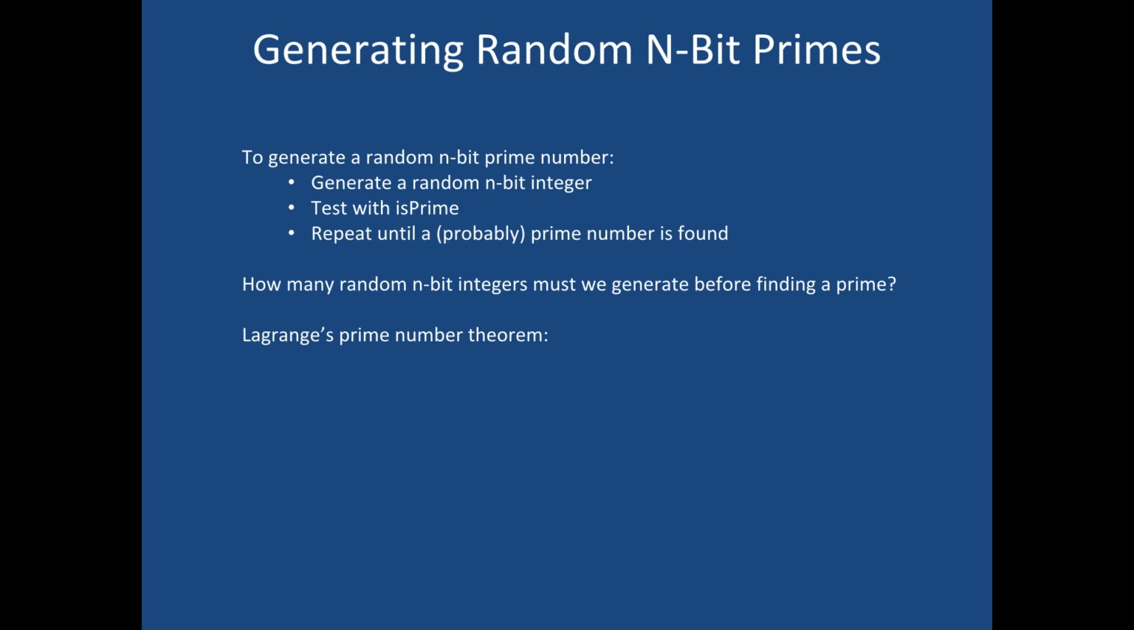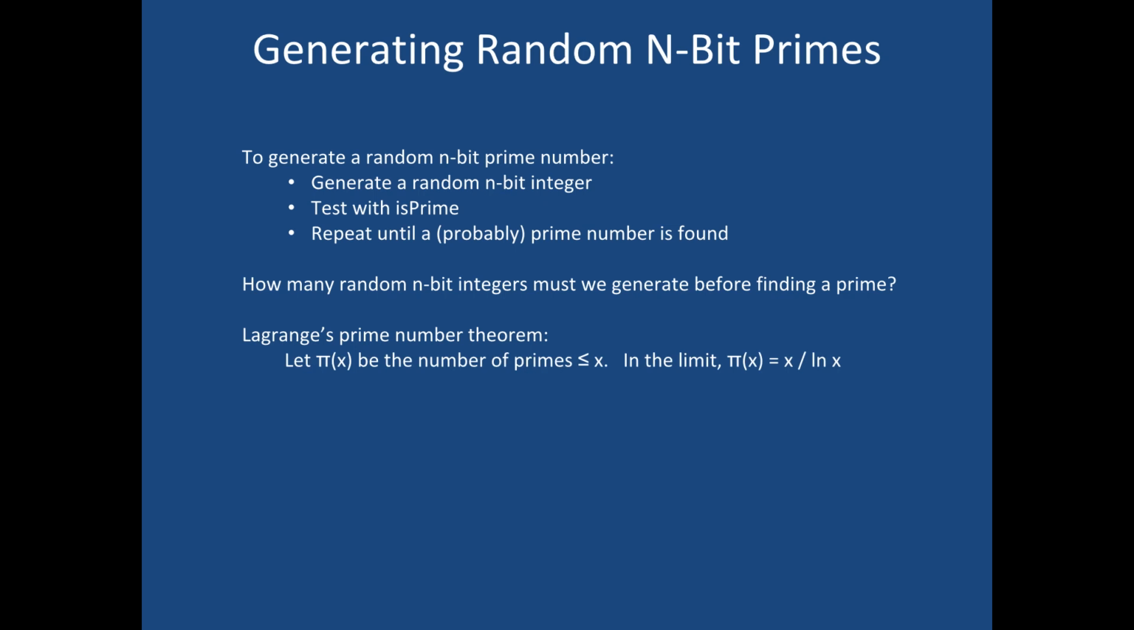Now, we have a test that'll work. The question, though, is how hard do we have to work to find a prime number? What if it's extremely rare? Suppose you want a 1,000-bit prime number, and there are very few 1,000-bit primes. Then we're going to do lots of testing and never find a prime number. So we need to know how common are prime numbers. What's the probability that a randomly chosen n-bit number is prime in the first place?